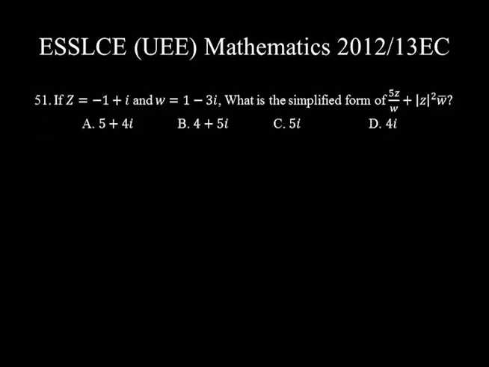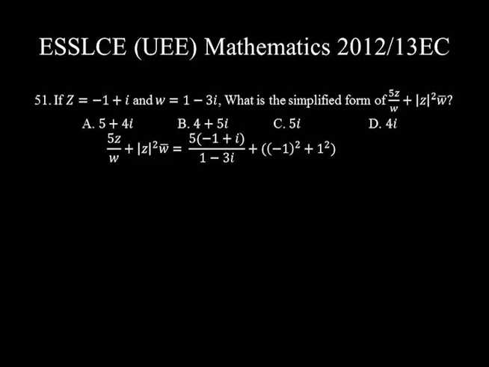Question number 51. If z is equal to -1 plus i and w is equal to 1 minus 3i, what is the simplified form of 5z over w plus the magnitude of z squared times the conjugate of w? 5z divided by w plus the magnitude of z squared times the conjugate of w is equal to 5 times (-1 plus i) divided by (1 minus 3i), plus the magnitude of z squared, which is (-1) squared plus 1 squared, times the conjugate of w.